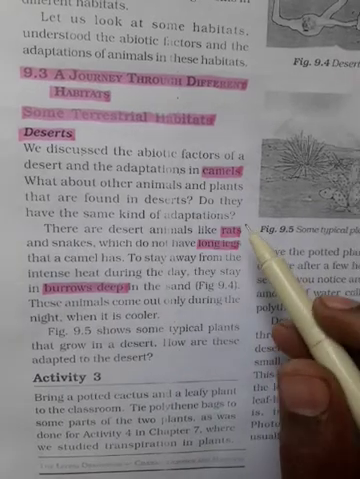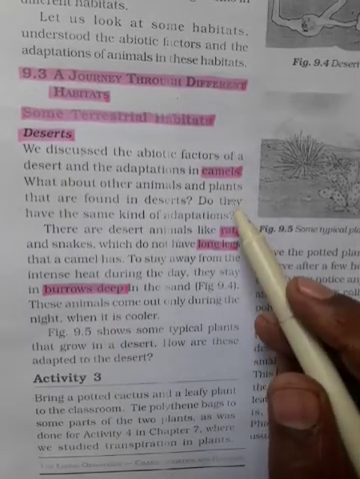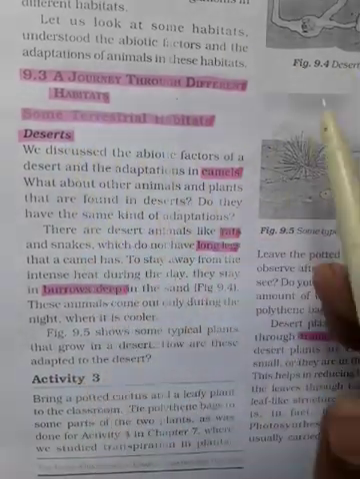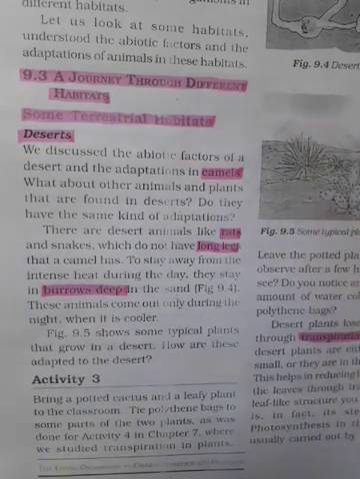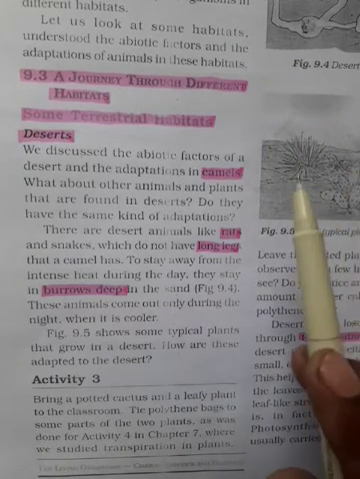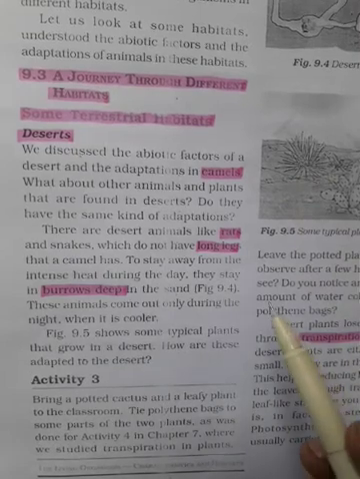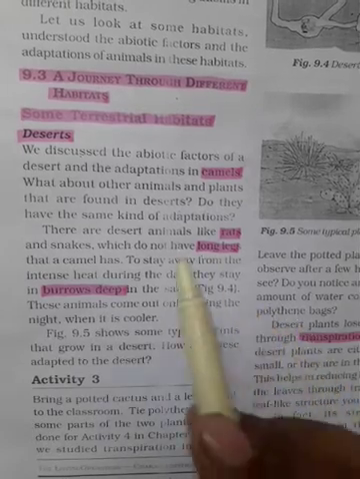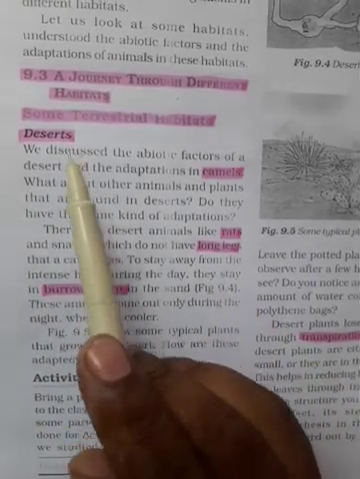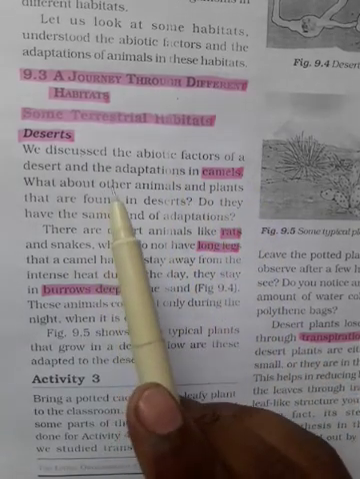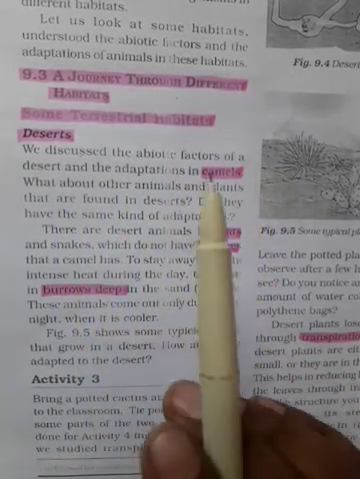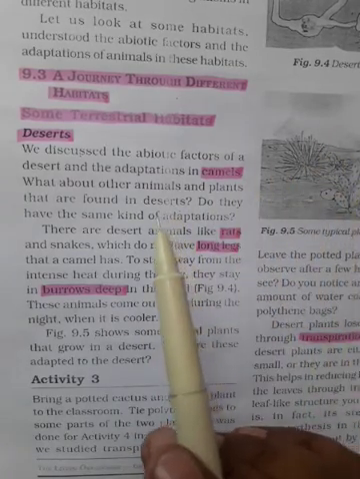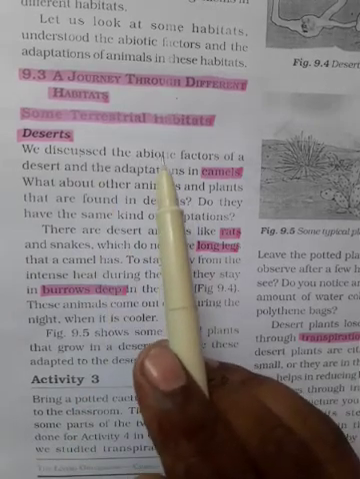As we already discussed, in terrestrial habitats we have four types of habitats: desert habitat, mountain habitat, forest habitat, and even grassland habitat. So let's talk about them one by one in a precise way. Let's start with desert habitat. We discussed what abiotic factors and biotic factors are. So desert is included in abiotic factors because it is land.